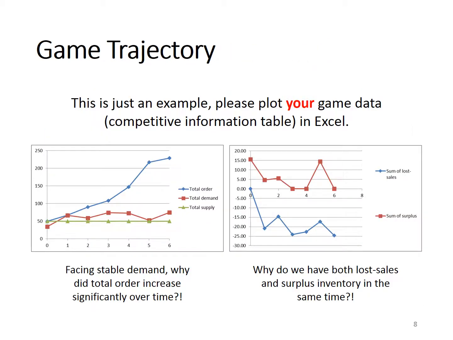To conclude the game and to learn the lessons, I would suggest plotting out the game trajectory, such as the total demand, total order, and total supply over the periods, as well as the total lost sales and total surplus inventory. Here's an example where the figure on the left shows the total supply remains constant, the total demand remains stable, but total order skyrocketed. These are panic orders. The figure on the right shows the total lost sales and total surplus inventory. Towards the end of the game, we can see huge surplus inventory and lost sales coexisting, which indicates hoarding.